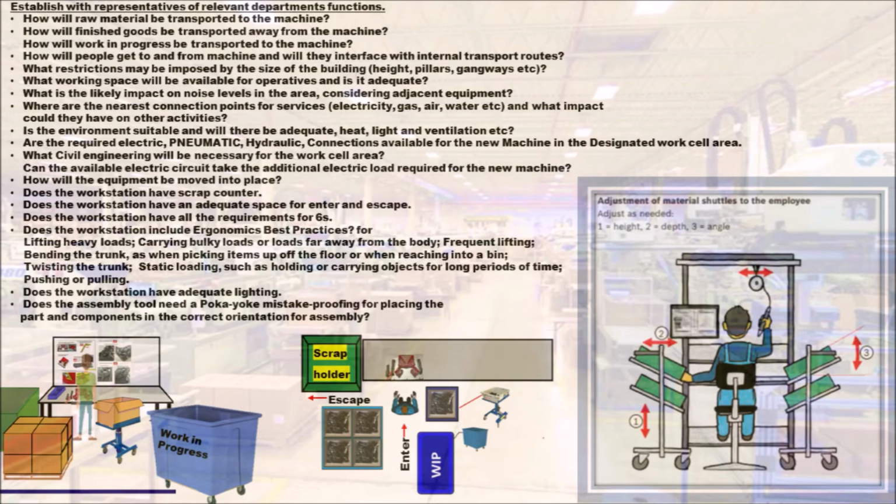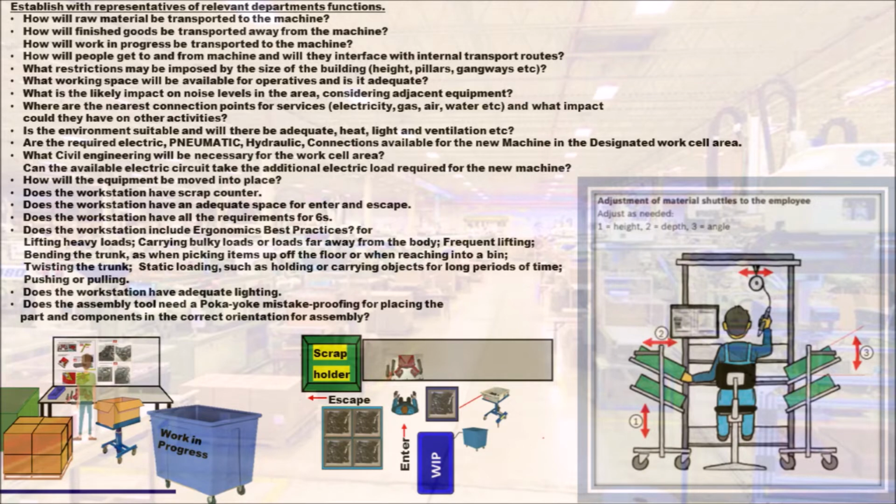Establish with representatives of relevant departments and functions: How will raw material be transported to the machine? How will finished goods be transported away from the machine? How will work in progress be transported to the machine? How will people get to and from the machine, and will they interface with internal transport routes? What restrictions may be imposed by the size of the building, height, pillars, gangways, etc.? What working space will be available for operatives, and is it adequate? What is the likely impact on noise levels in the area, considering adjacent equipment?